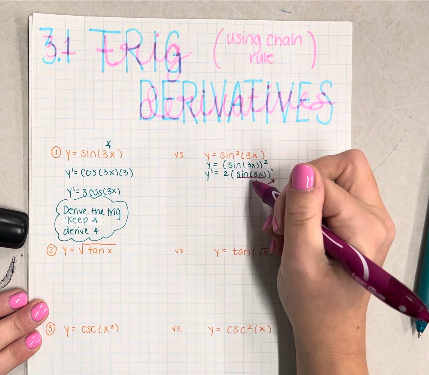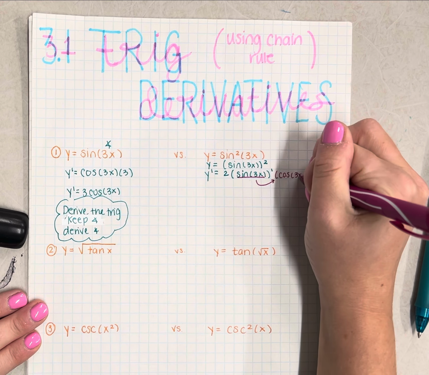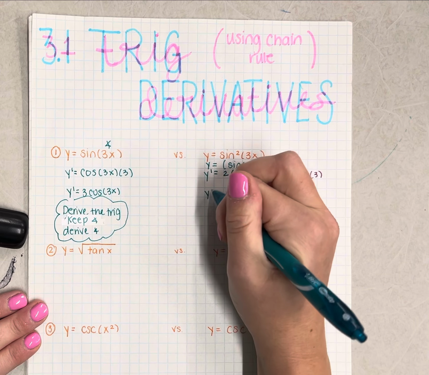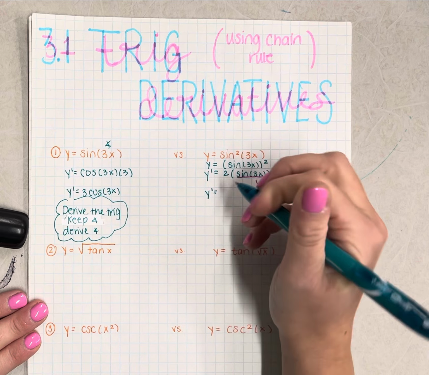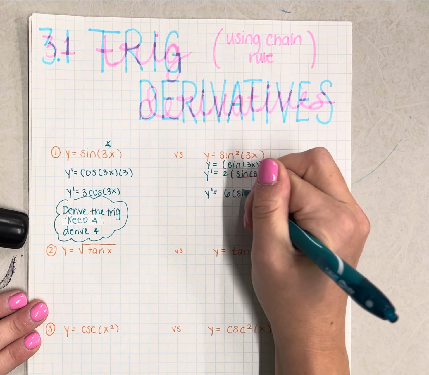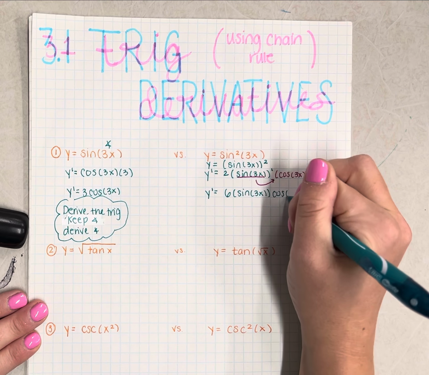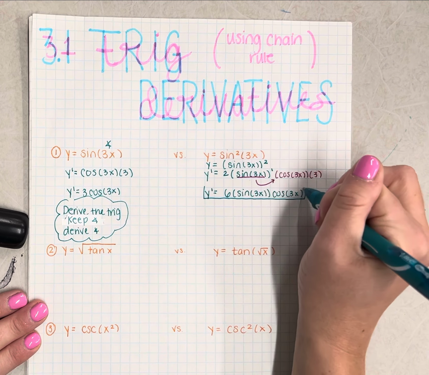So when I derive the inside, it's a derive the trig, keep the angle, derive the angle. So for this one, if we want to simplify it, it would be 3 times 2, so 6. Sine 3x, I'm not going to carry down the first power, cosine 3x, okay? So that's what this one would derive to.